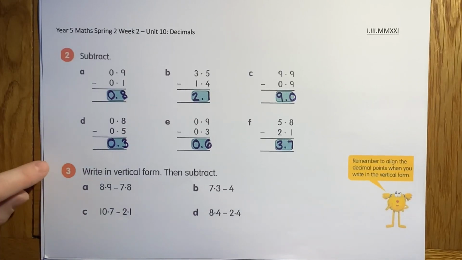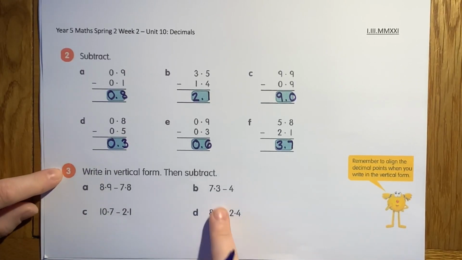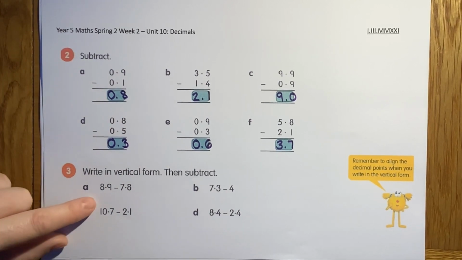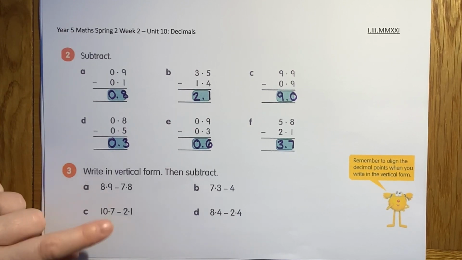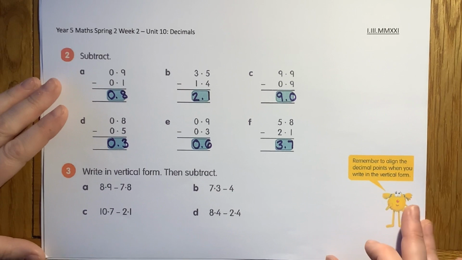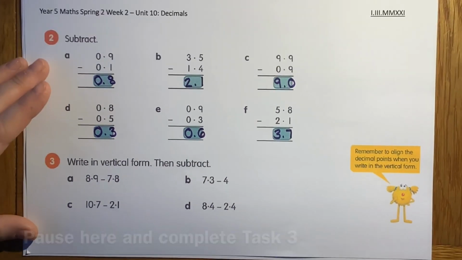This one, same thing. I'd like you to pause and have a go at 3. Now this time the numbers are not written in this way, so that job is for you to do. Please make sure you do it though, and make sure that you are lining up your tens and ones, and of course your decimal point as well.